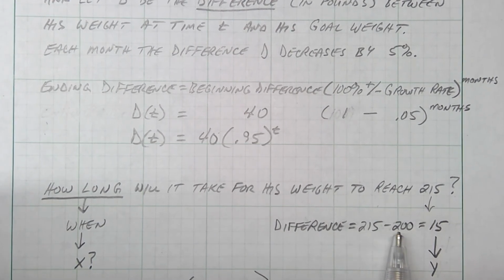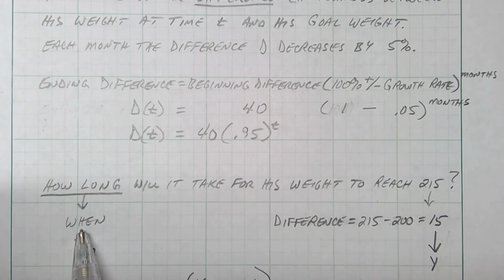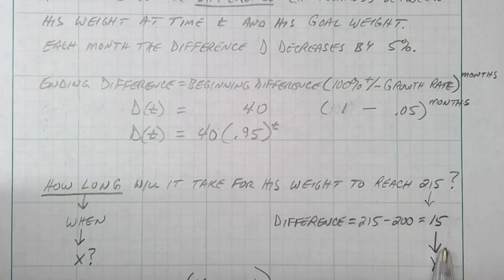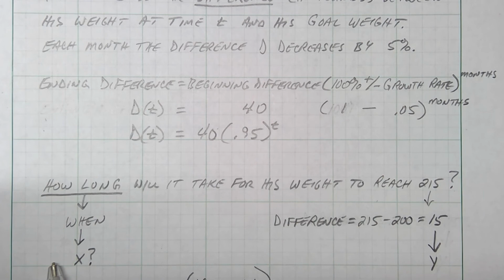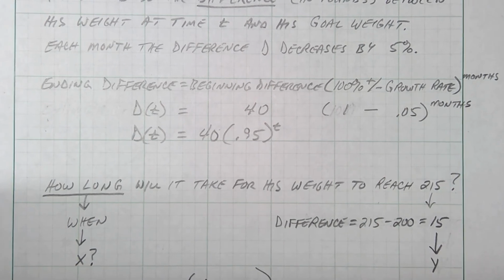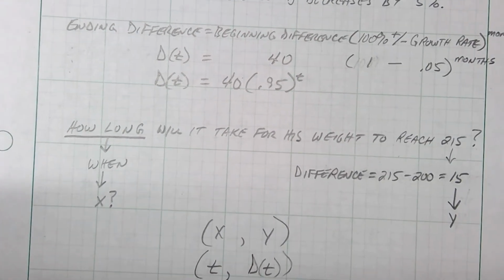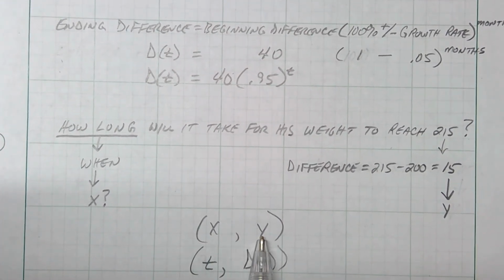The difference between 215 and 200, difference means minus. The difference between those is 15 pounds. So the question is, when will y be 15? So what x produces a y that's 15? That's what we're looking for. I'm looking for an x that has a y of 15.